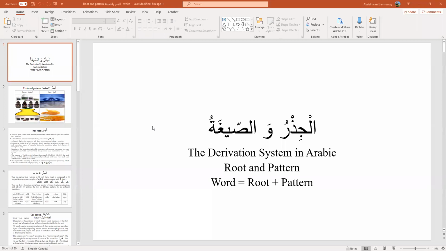Ahlan wa sahlan again, everyone. So this part will be about the root and pattern file. This is the most important file that we went over in 2AA3, and this is very important in your career in learning Arabic in general. I need this to be very well rooted, and it's very important so that you can understand the logic of the language, this file. So let me start again.